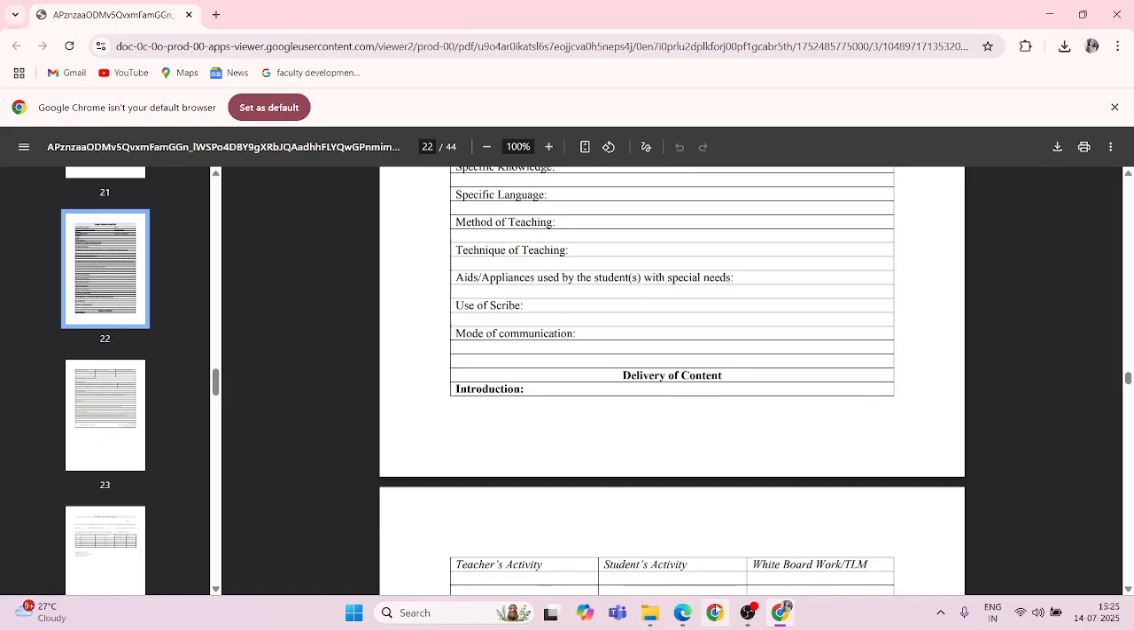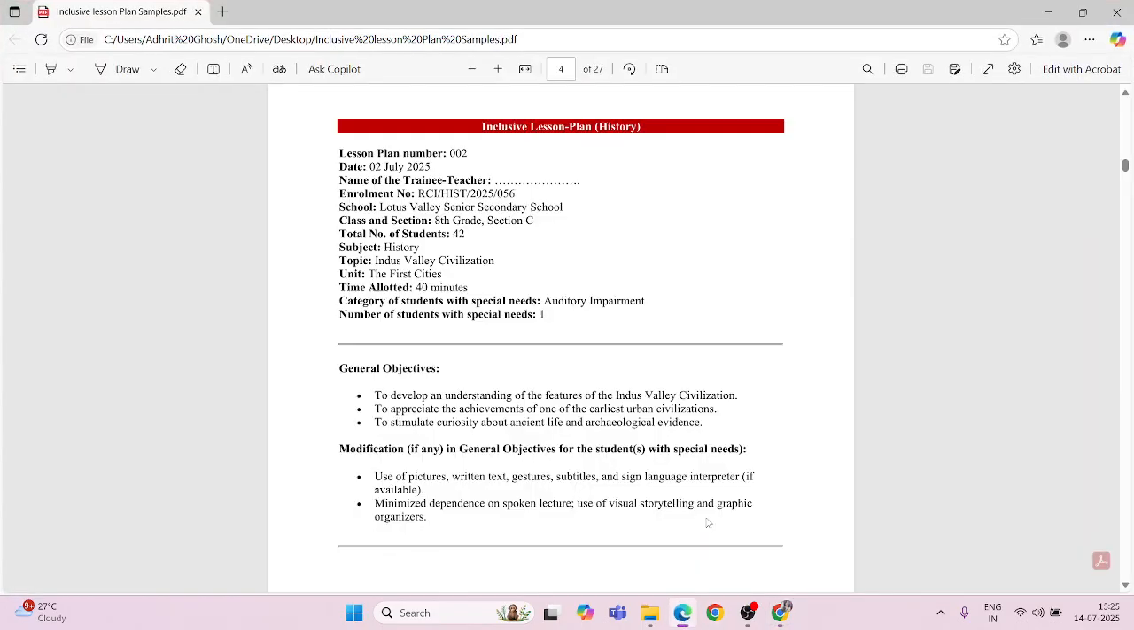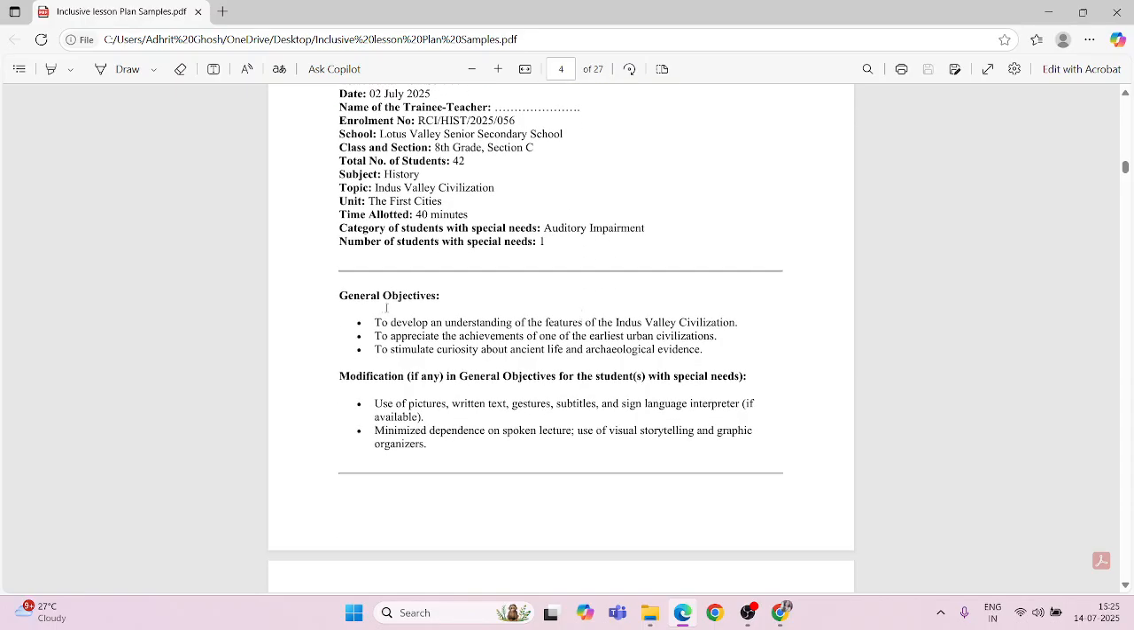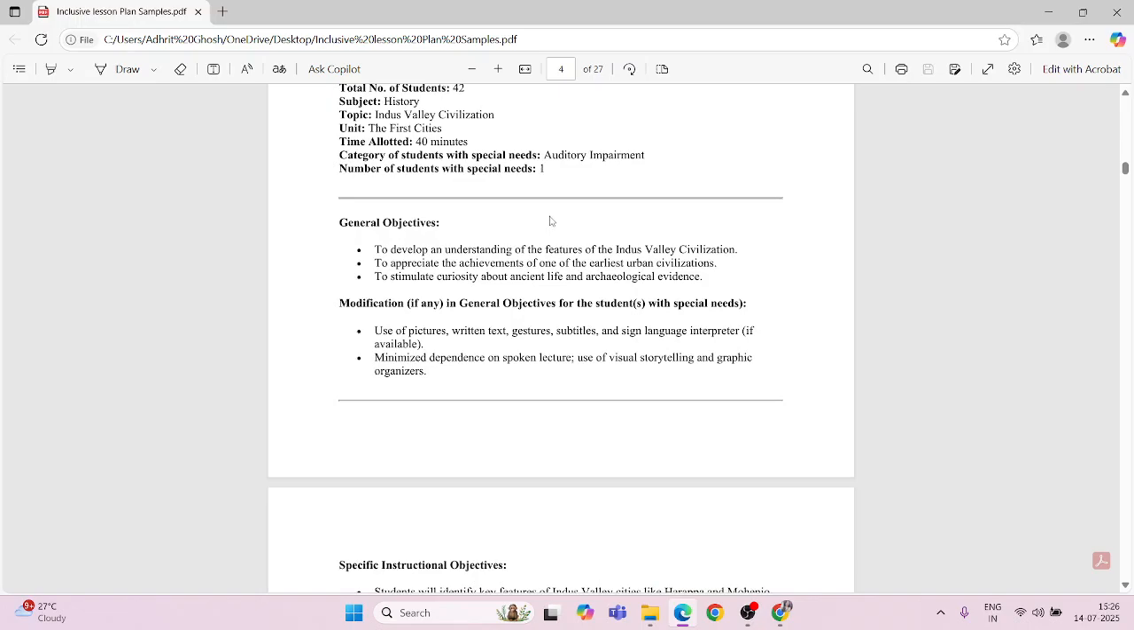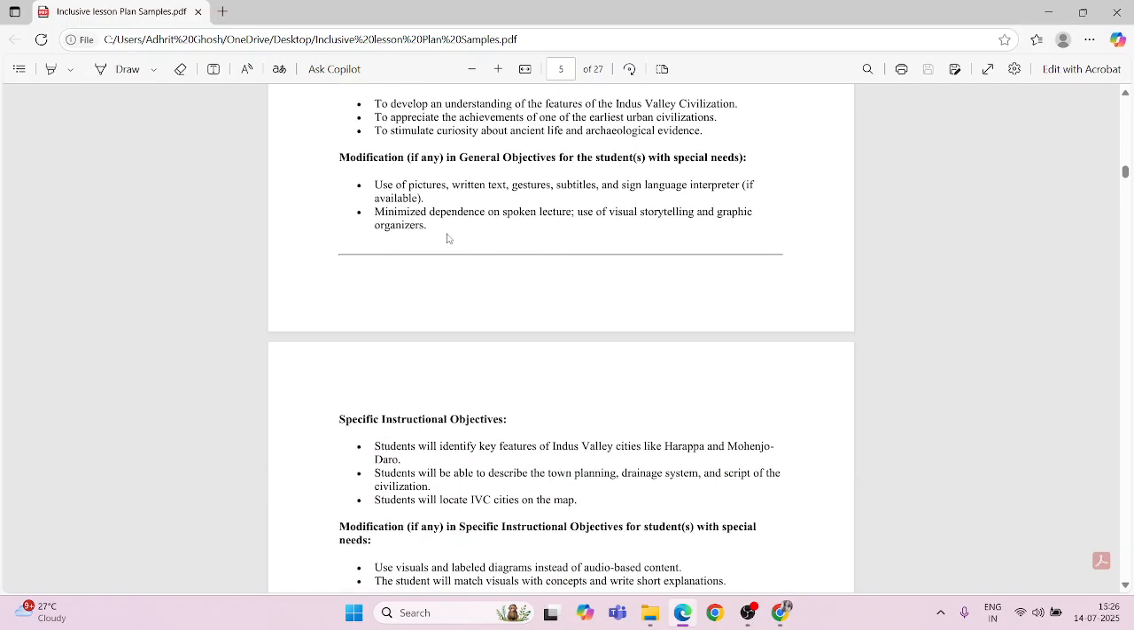Okay. Now we come to the sample format. For example, this is a sample format for history. This is the conventional details about the trainee teacher and the class and the grade the person is teaching. Suppose this person is teaching a child with auditory impairment. So number of students, 1. These are the general objectives. The modification used for the auditorily impaired child will be this.